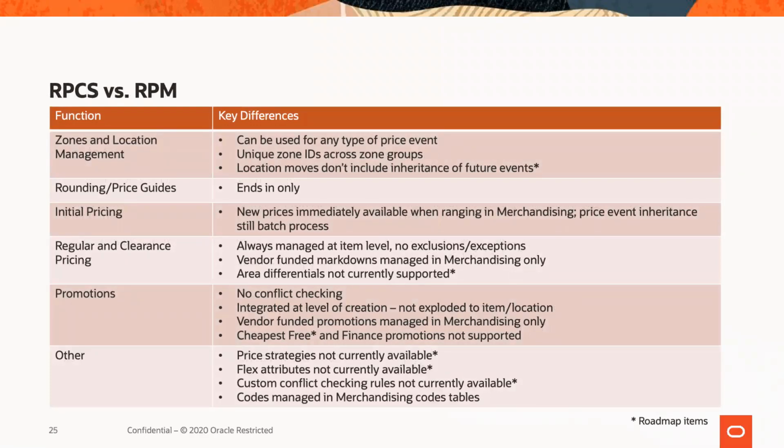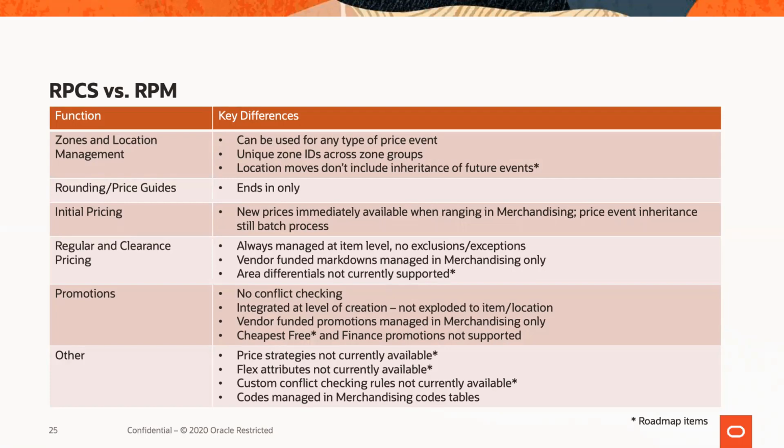So you still do have the ability to move stores or warehouses between zones with the pricing cloud service, but it doesn't inherit any future events for that location when it moves out of one zone and into the new one at this point. That is still a roadmap item that we would like to address, but right now, when you move it to the new zone, it would only apply for any new events created after the move. Or if you unapprove and reapprove your event, then it would pull that new location in.